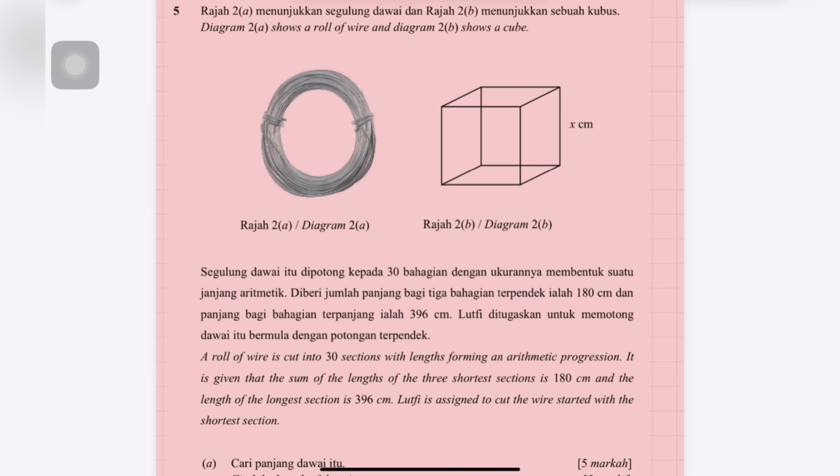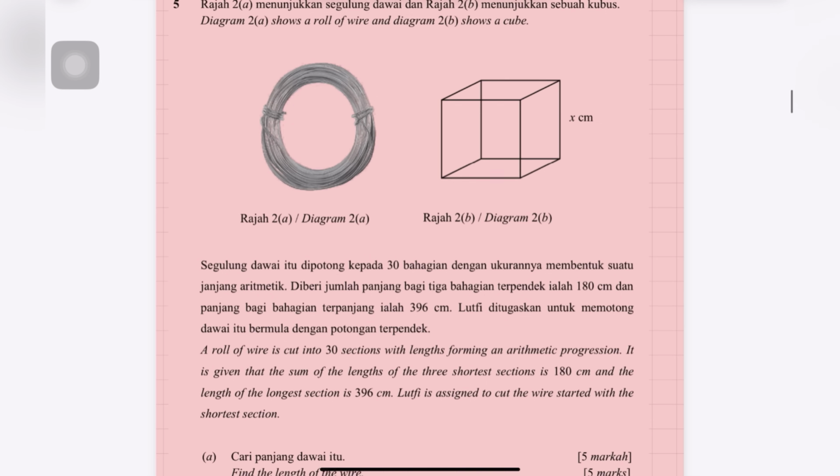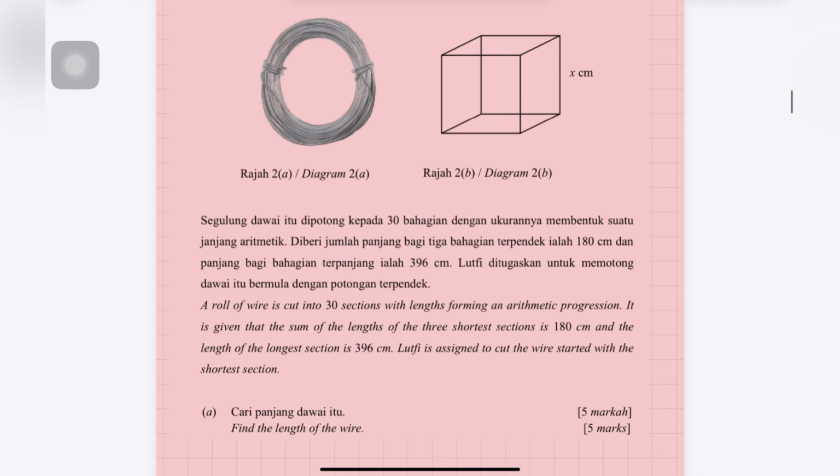Number 5, diagram 2A shows a roll of wire and diagram 2B shows a cube. A roll of wire is cut into 30 sections with lengths forming an arithmetic progression. It is given that the sum of the lengths of the three shortest sections is 180 cm and the length of the longest section is 396 cm. The wire is cut starting with the shortest section. Okay, A, find the length of wire.